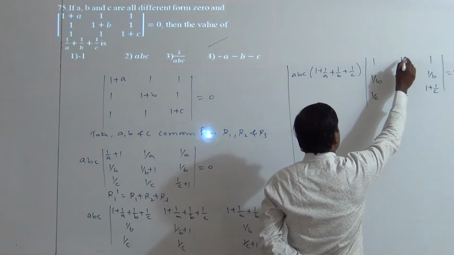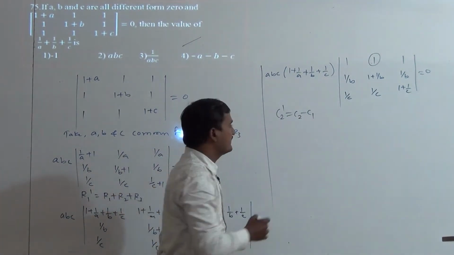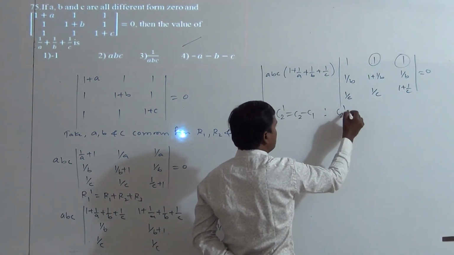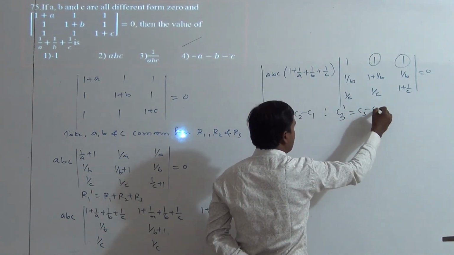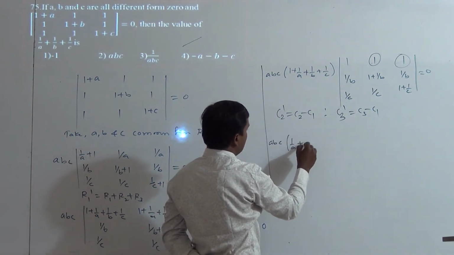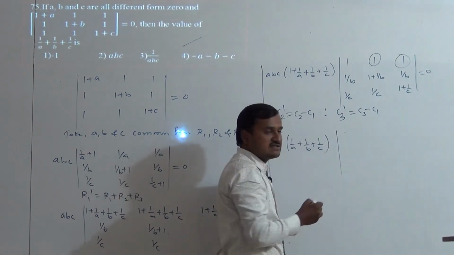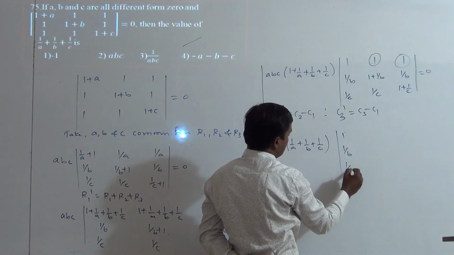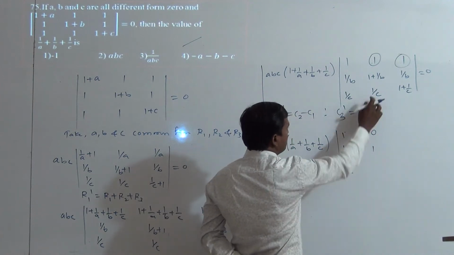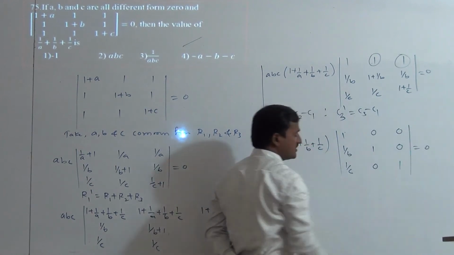Now I will make this element 0 by applying the operation c2 dash equal to c2 minus c1, and I will make this element also 0 by applying the operation c3 dash equal to c3 minus c1. So in this case, clearly here a into b into c, 1 plus 1 by a plus 1 by b plus 1 by c into, here the first column as it is 1, 1 by b, 1 by c. So clearly it is 0. 1 plus 1 by b minus 1 by b means 1. So clearly this is 0, 0, 0, here it is 1. This equal to 0, right?